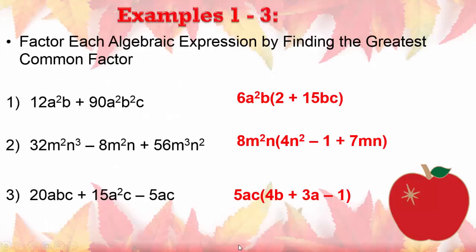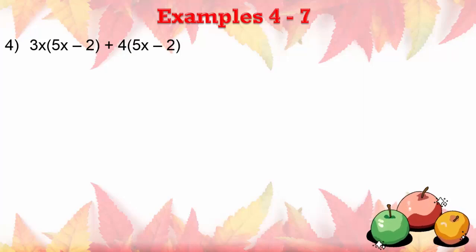We found that after we worked this out in detail, the greatest common factor of these three terms was 5ac, and then we would multiply it by 4b plus 3a minus 1 to get back this trinomial. In example number 4, we're going to factor this expression. So I'm going to show you how to factor something that looks like this on the whiteboard. Let's look at example number 4.